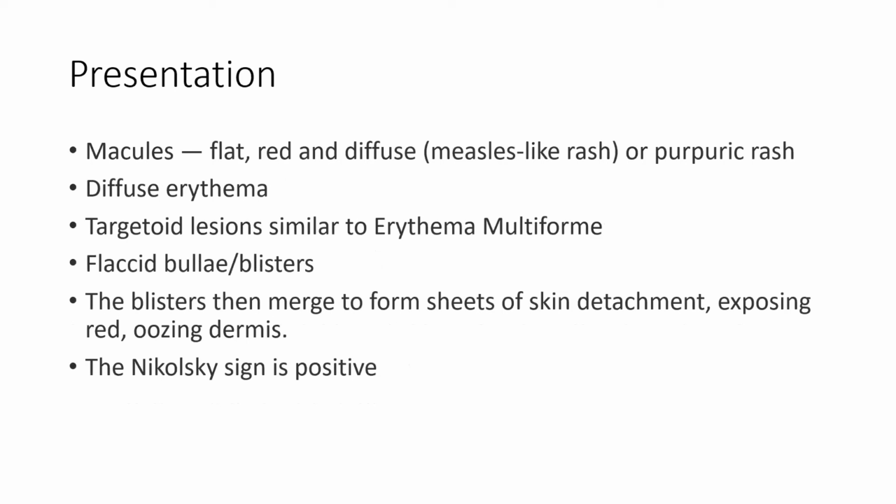Presentation can be multiple, because you can have macules, which are flat, red, and diffuse, or measles-like rash, and diffuse erythema, targetoid lesions, which is the most common presentation that most people will see, similar to erythema multiforme, flaccid bullae and blisters, which is also a quite common presentation. And then these blisters merge to form sheets of skin detachment, exposing red oozing dermis. The Nikolsky sign is also positive.